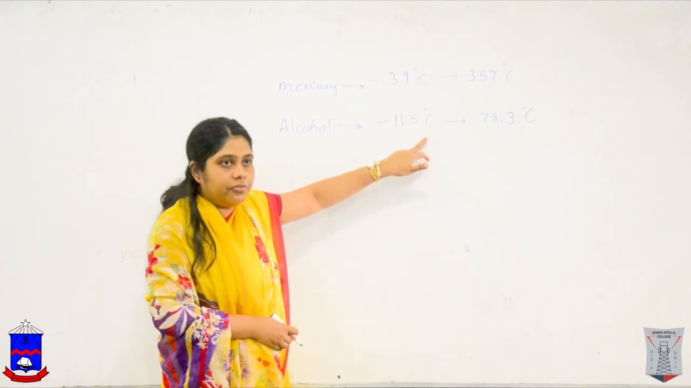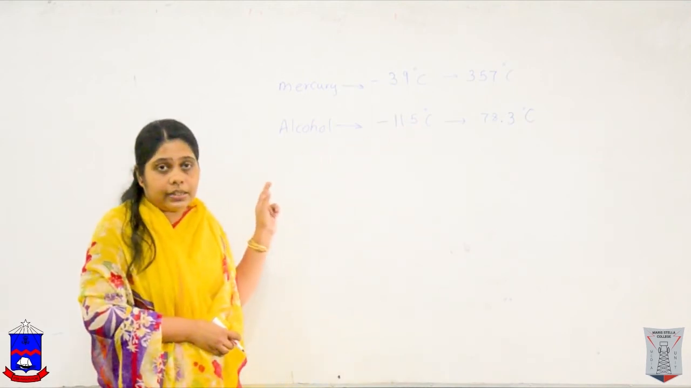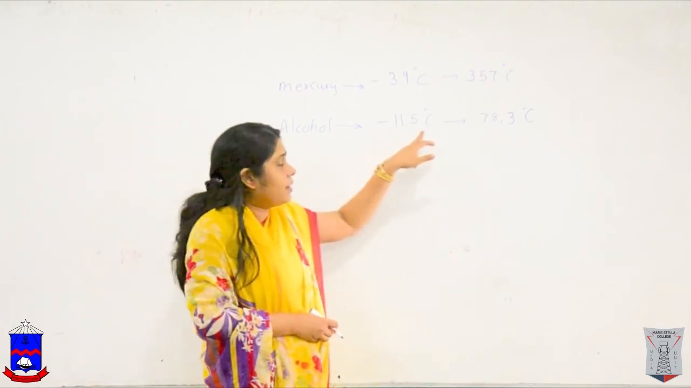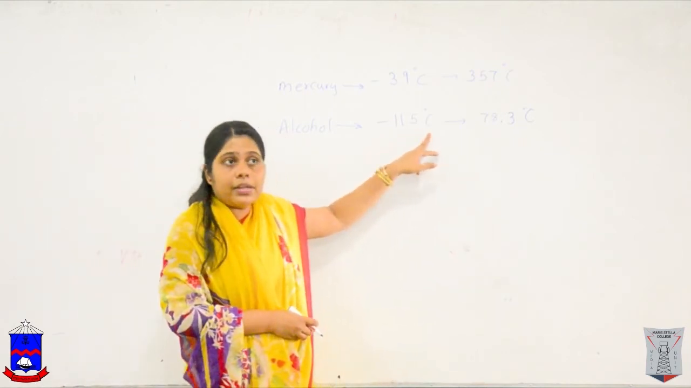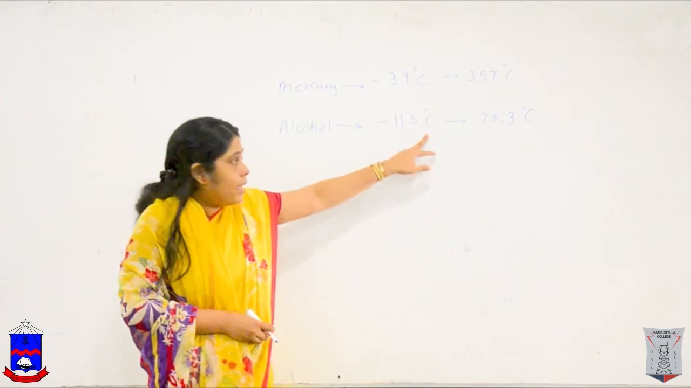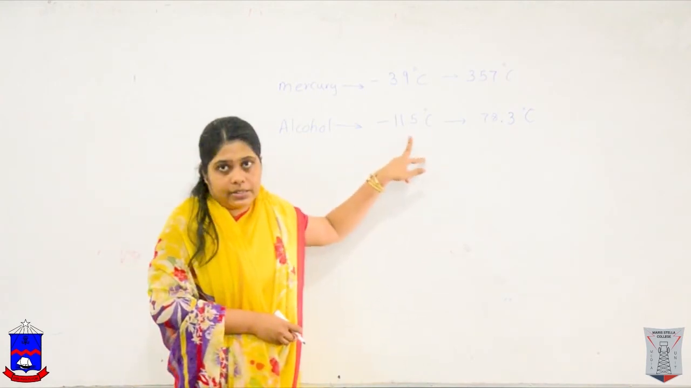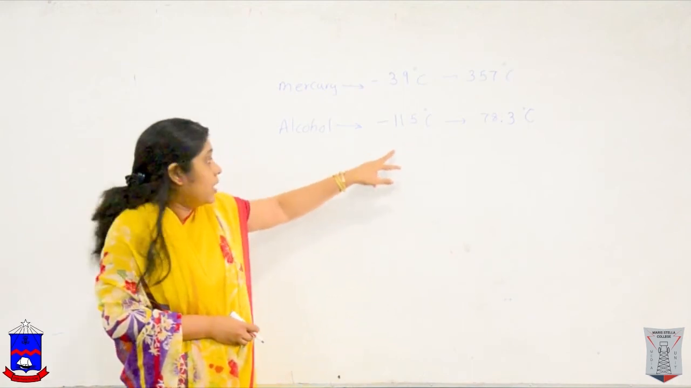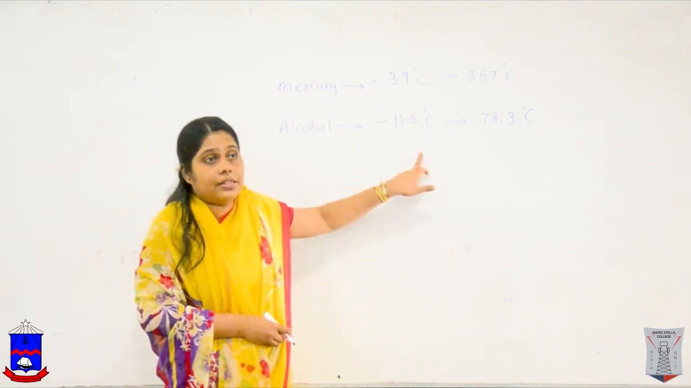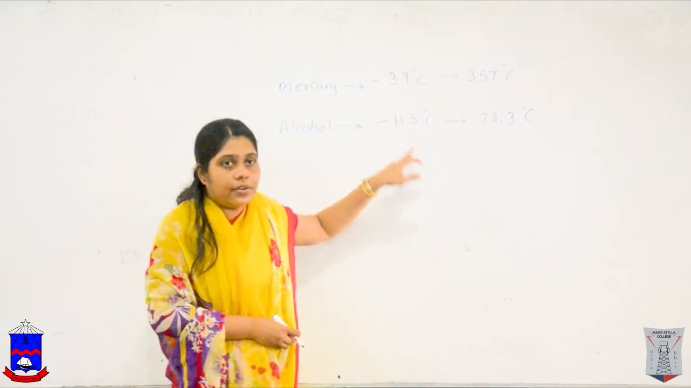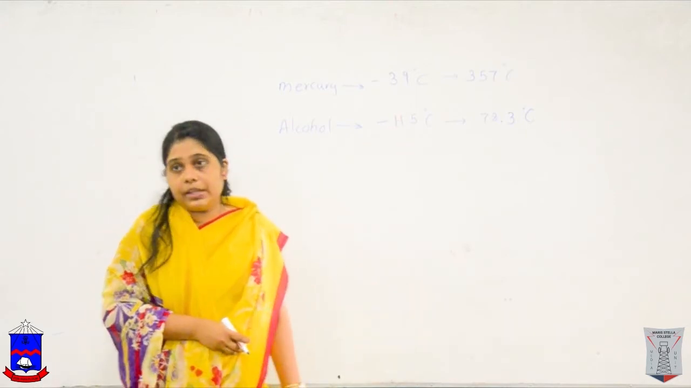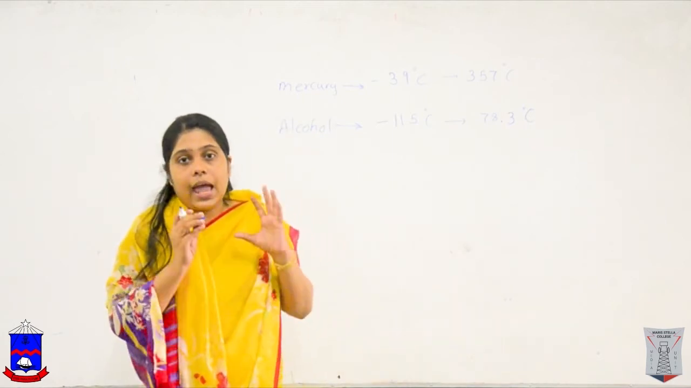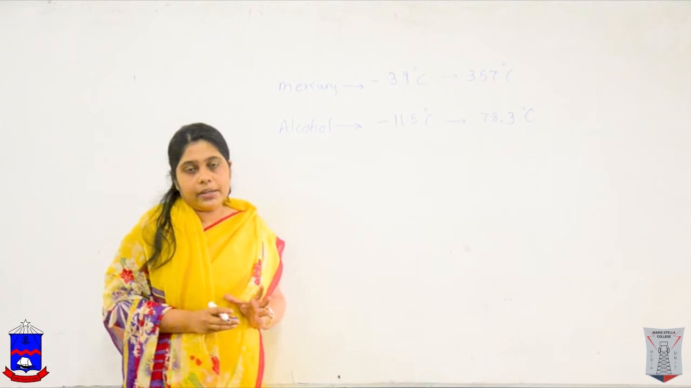Below minus 150, it can be a solid. It will convert into a solid, right? But up to minus 150 degrees Celsius, alcohol remains as a liquid. So this is a lower temperature, right? So an alcohol thermometer can be used to measure the lower temperature, such as minus 100 or minus 150. Up to minus 115, we can use the alcohol thermometer, right?